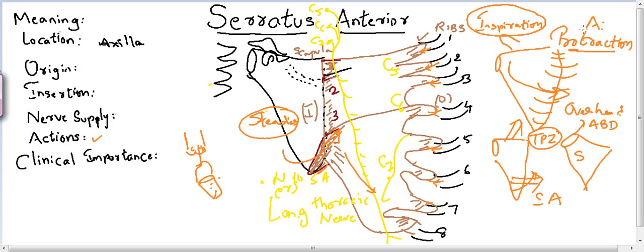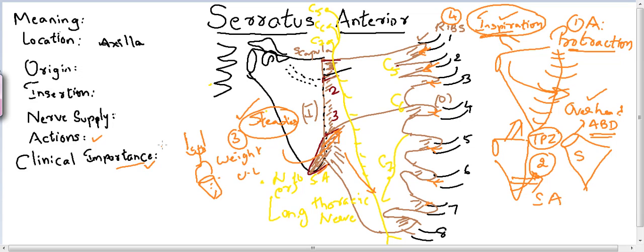Okay. So the actions include, number 1, protraction of scapula, which is a forward movement of the scapula. Number 2, rotation of the scapula, thereby helping in overhead abduction of the arm at the shoulder joint. While carrying the weight in the upper limb, it steadies the scapula, it keeps the scapula in place. Also, by acting from the scapular side, it pulls the rib outwards, causing a negative intrathoracic pressure and a forceful inspiration. That is the other action. So these are the 4 actions of serratus anterior.